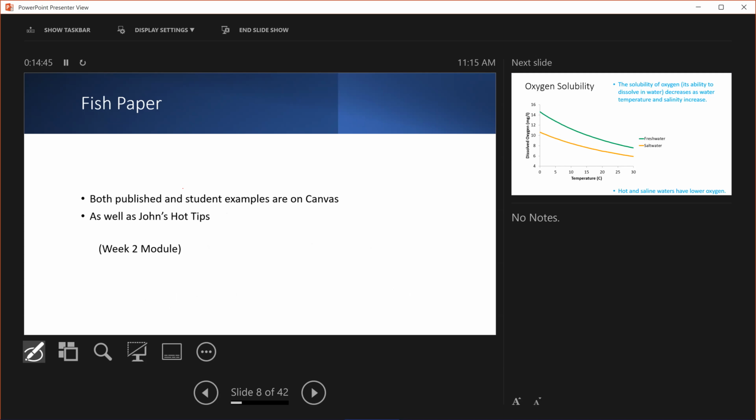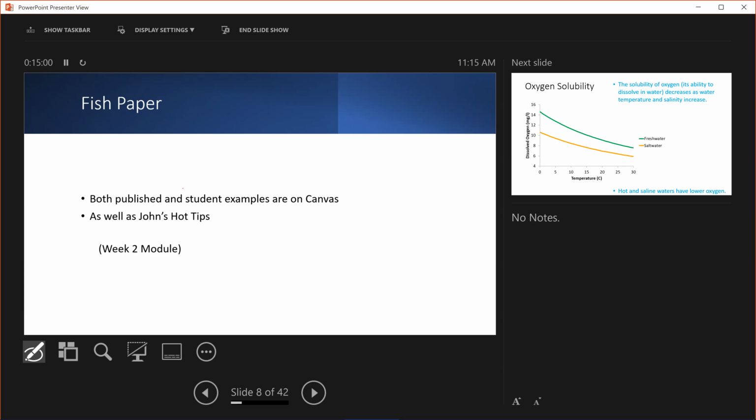So there are published examples and student examples of this on Canvas. You should be able to see it in the module for this week and in the files. Check it out. Check out my hot tips. It'll save you time later. Any questions about the paper?